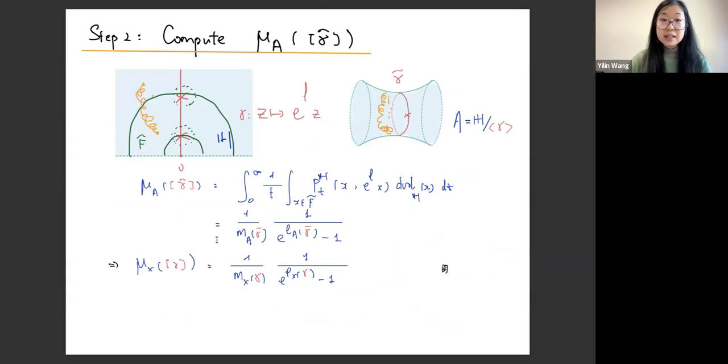I will skip all that. And in the end, what we get is this mysterious function in our formula: 1 over the multiplicity times 1 over exponential of the length minus 1.